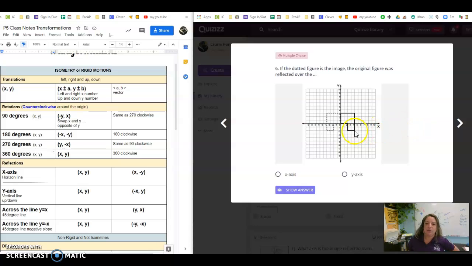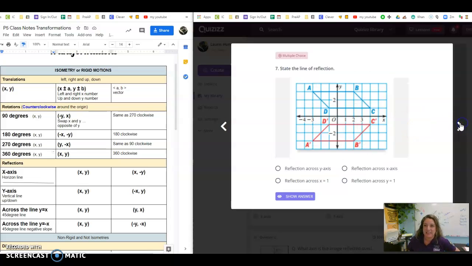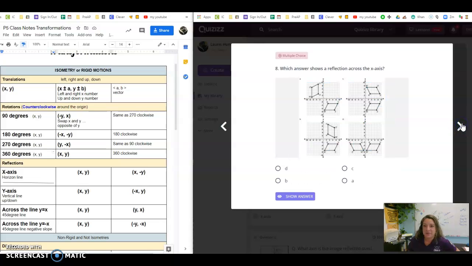All right. If we reflect this, it should go over the y-axis. That one we can do. Oh, here's a good one. Which one of these is a reflection across the x-axis? Remember, that's the line that goes in the horizon direction, right? And which one looks like it was folded on top of the other one? Okay, that should be answer C.